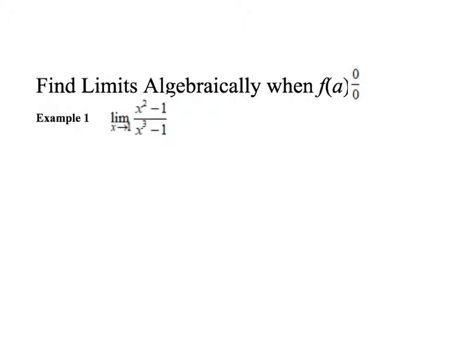Here's our first example of one thing we can do when we plug in and we get 0 over 0. If you get 0 over 0, that tells you there is some way that can be simplified, and we have 3 methods that you can try to simplify. So here we have limit of x approaching 1, and so when we plug in, we get 1 squared minus 1 over 1 cubed minus 1, which is 1 minus 1 over 1 minus 1, which is 0 over 0. So that tells us that we can simplify this. You'll see they seem almost magical the way they work out.